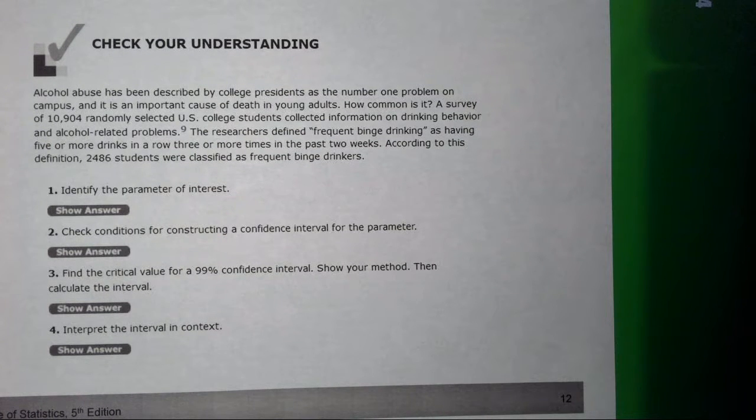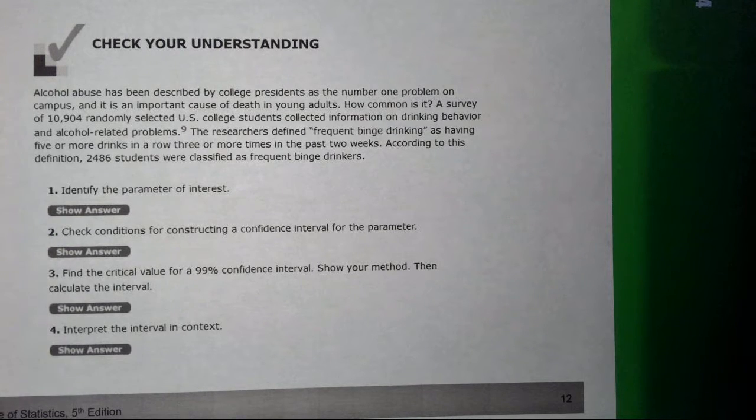Okay, so in this video, which is slide number 12, 8.2 AP Stats, we're going to be, what are we doing? Parameter of interest, checking conditions for constructing a confidence interval for the parameter, find a critical value, 99% confidence interval, and then interpret the interval in context. So I'm going to identify the parameter of interest. Checking the conditions, I'm going to have you try that on your own, and then I'm just going to put the answer up afterwards to see if you got it right or not. And then number 3 I'm going to do, and then number 4 I'm going to do.